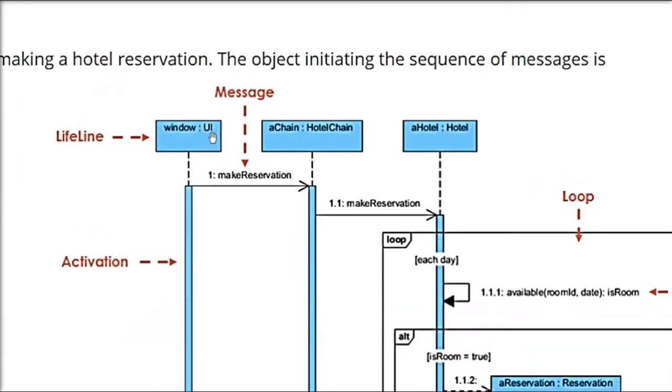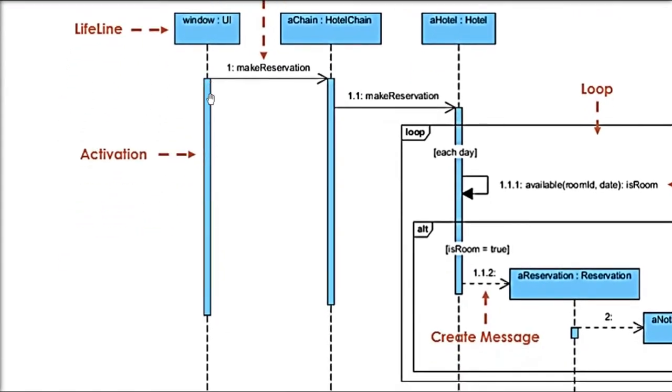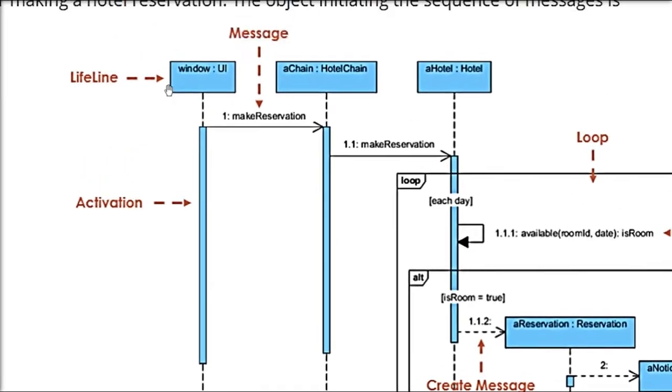It starts from left to right. We have objects. If you're just giving an exam for your graduate or undergraduate, don't worry, you just give a name. Otherwise, if you're a software engineer, then you give a proper name of the class and the object name. Below this, we have a dotted line. This rectangle along with this dotted line is called the lifeline.